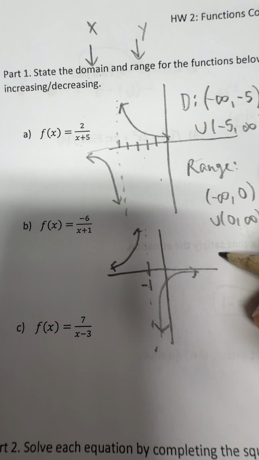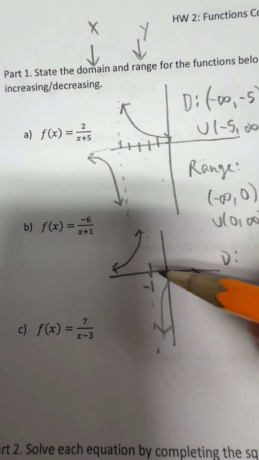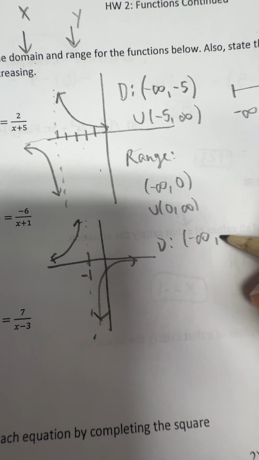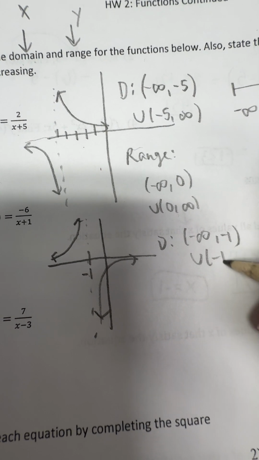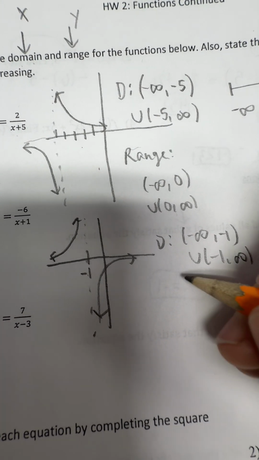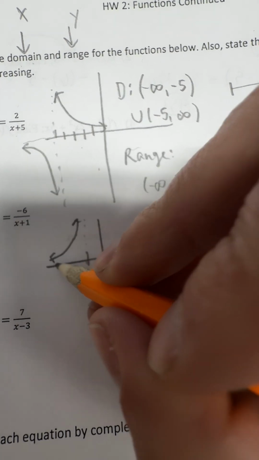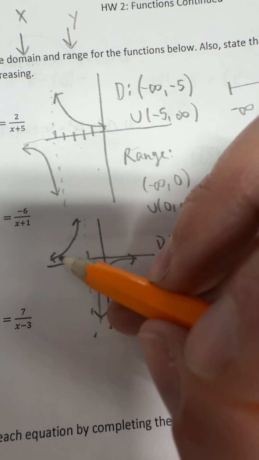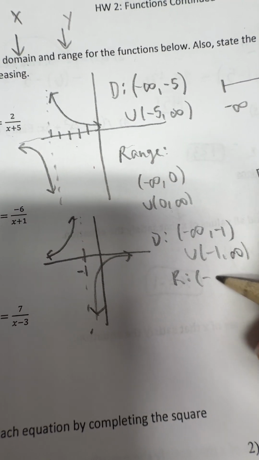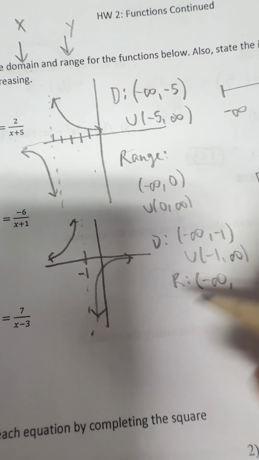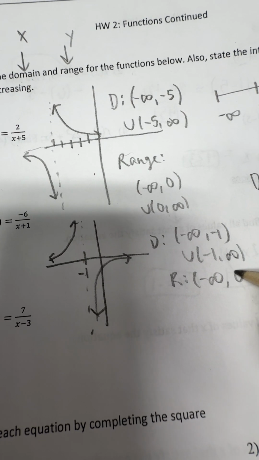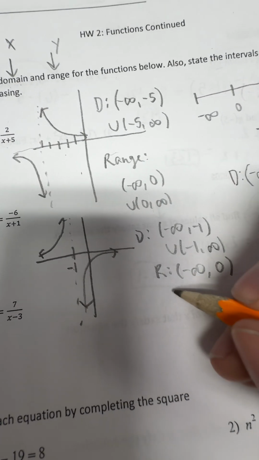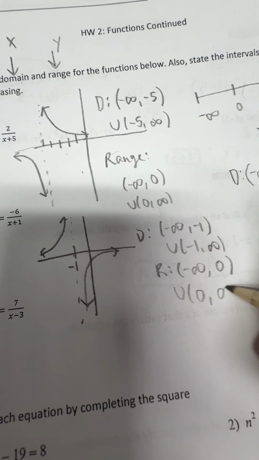And so for my domain, I hit all the x values except I don't hit minus 1. So that's going to be from negative infinity to minus 1, union minus 1 to infinity. For my range, I hit everything except for the y value of 0, because see how that arrow gets close but never hits? That arrow gets close and never hits. So we have all the y values down below, which is negative infinity to 0, but we don't touch the y value of 0. Union 0 to infinity.